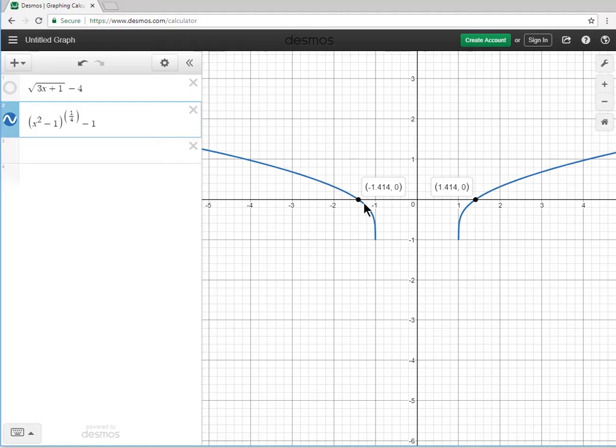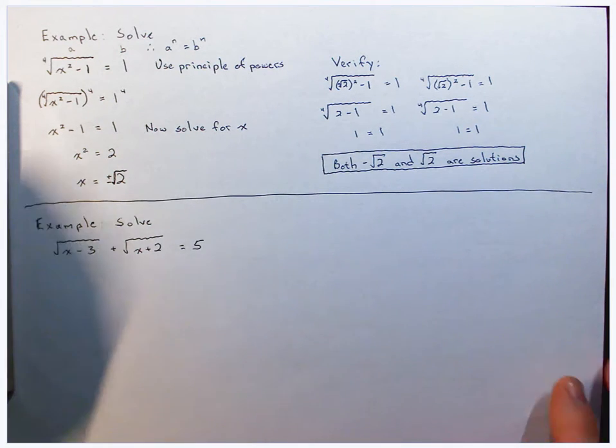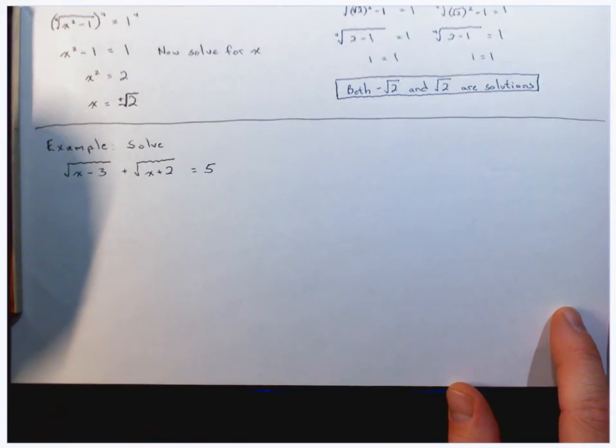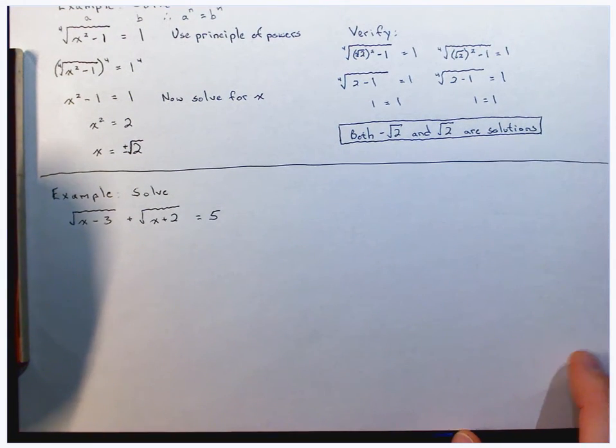My domain is a union, and my range starts at -1 and goes to infinity. Okay, so there is the graph for that equation. Now, I'm showing you the graphs to help you visualize what I'm doing. All right, so here's an example.